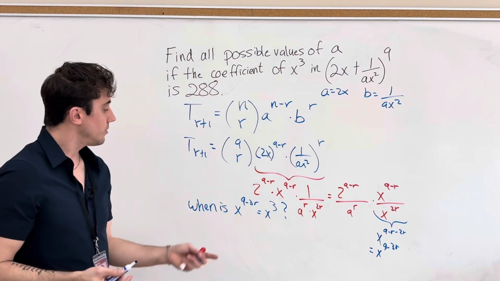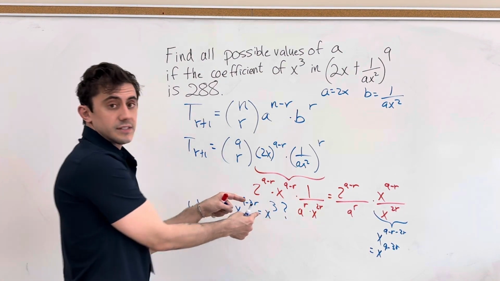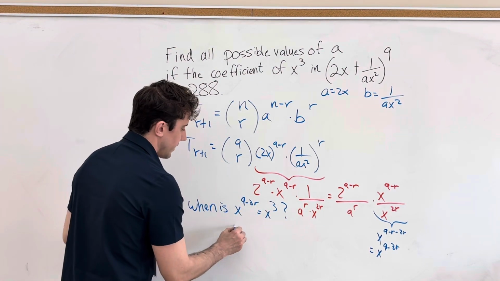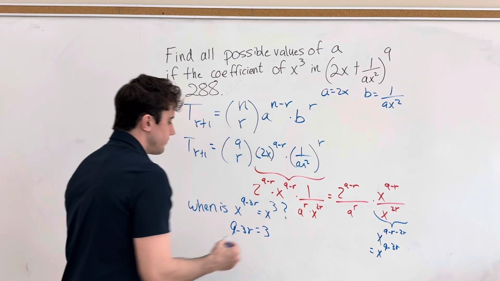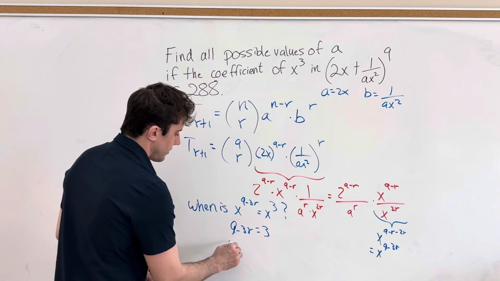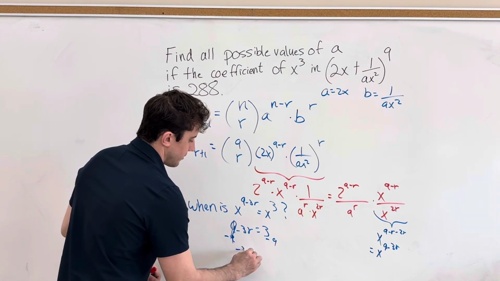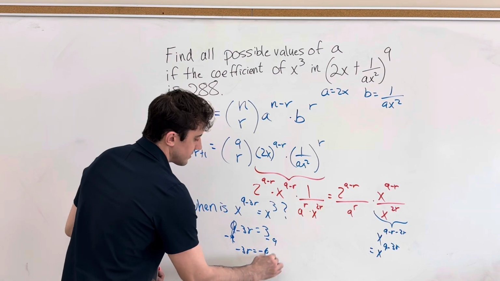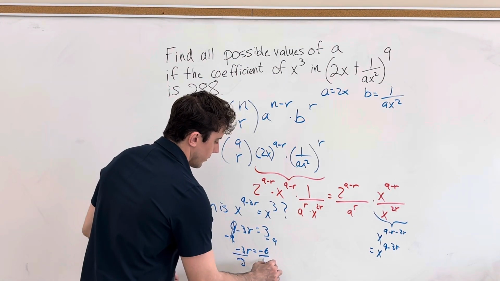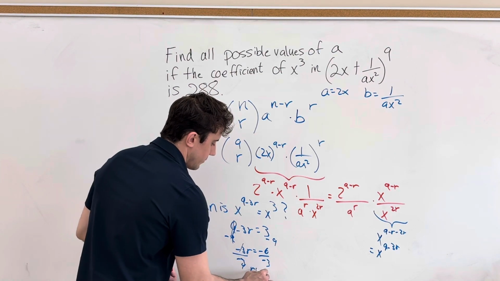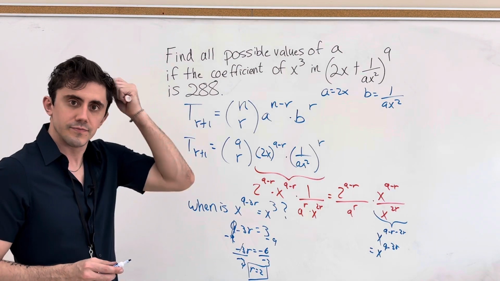Well, that's easy enough. We can set this up as an equation. We have the same base, so we equate its exponents, and so we get 9 minus 3r equal to 3. Not too terrible to solve. Subtract 9, so negative 3r is equal to negative 6, right? And finally, divide both sides by negative 3, and we get r must be positive 2.